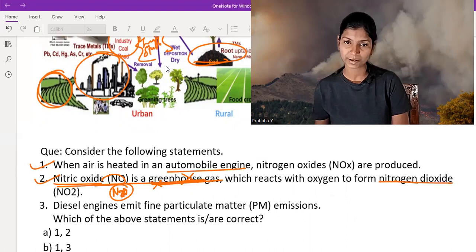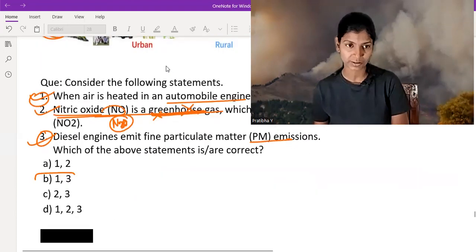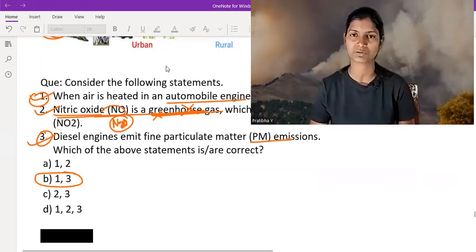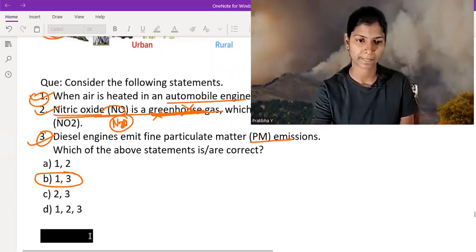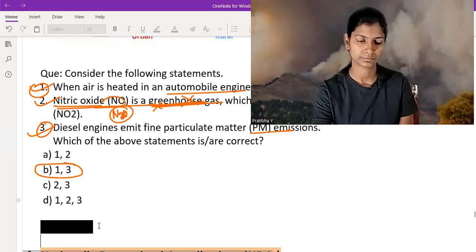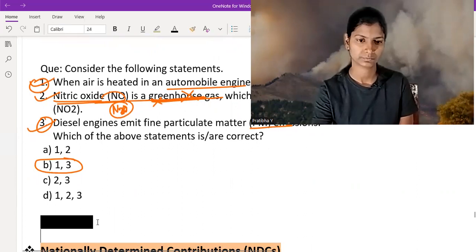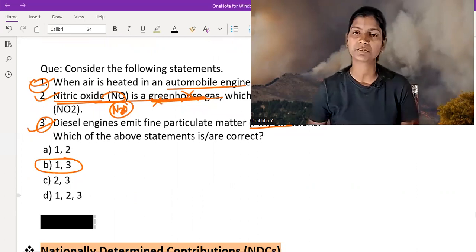Diesel engines emit fine particulate matter. Yes, it is a cause of cancer also. So statements 1 and 3 are correct. That means option B is correct. Just check we are on the right path or not. Option B is correct. That means we are on the right path.